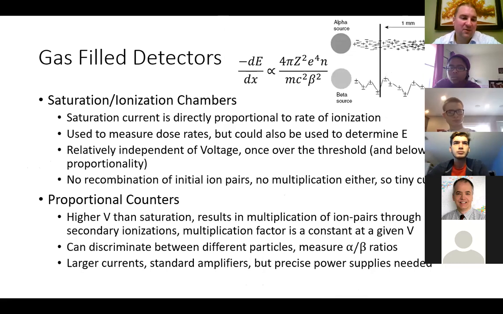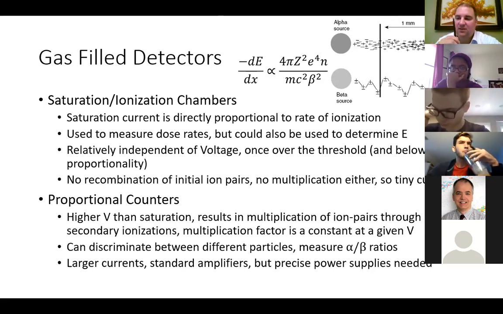The one thing I want to point out is that when you're in the saturation region, the type of detector you can use in that region for a gas-filled detector is called an ionization chamber. Because you're collecting only the amount of charge that was created directly by the radiation, you have very, very tiny currents. This means that you need to have sensitive electronics to collect the current. But the nice thing about this saturation region is that it's relatively flat. So even if your applied voltage is fluctuating a little bit, you're still going to be collecting a constant amount of charge based off of the radiation that came in.